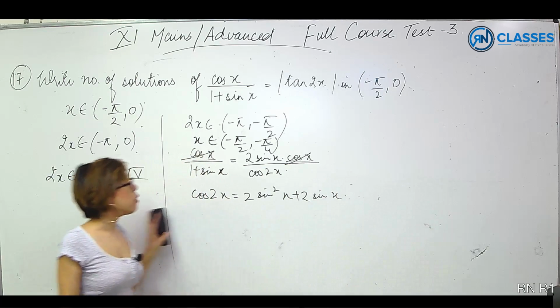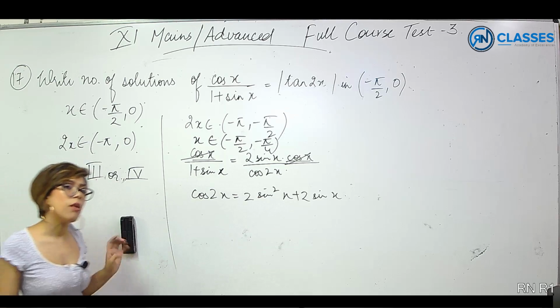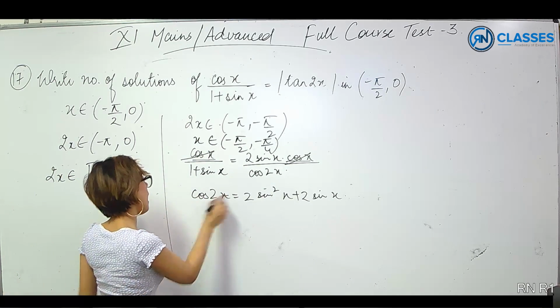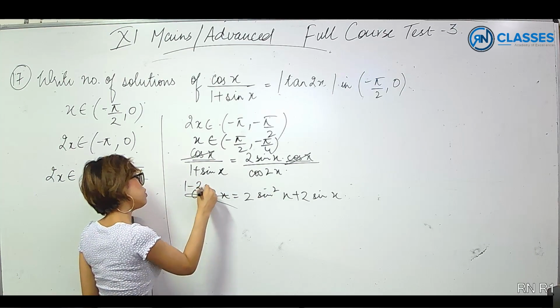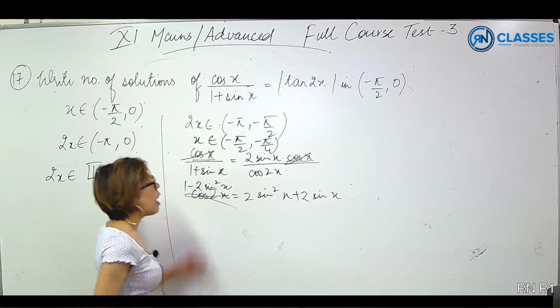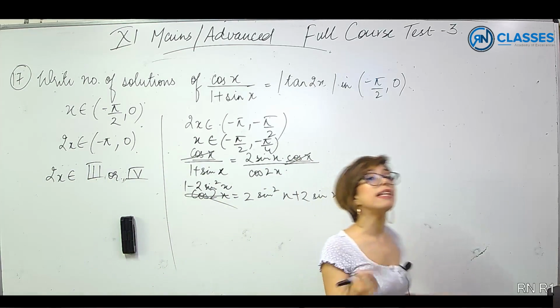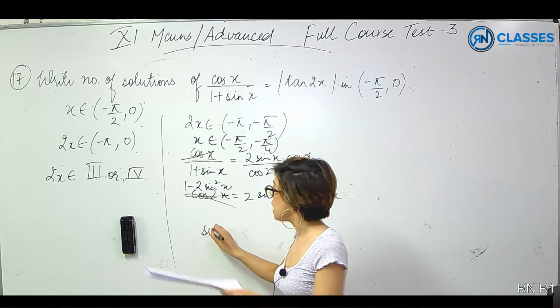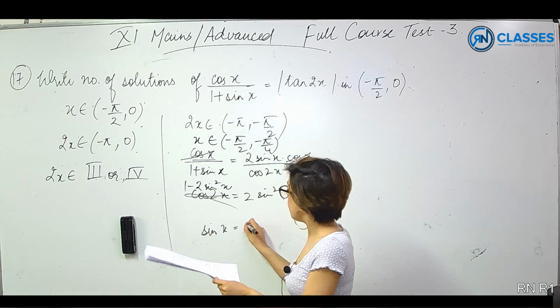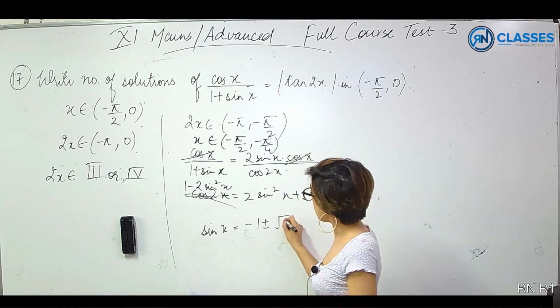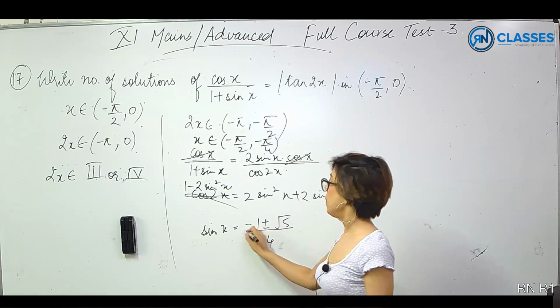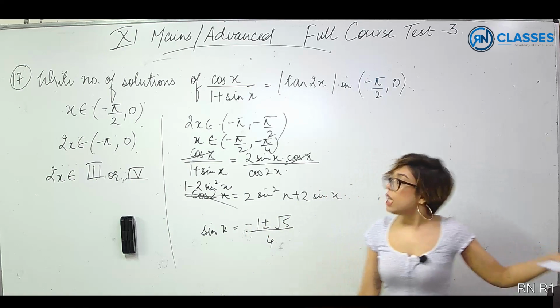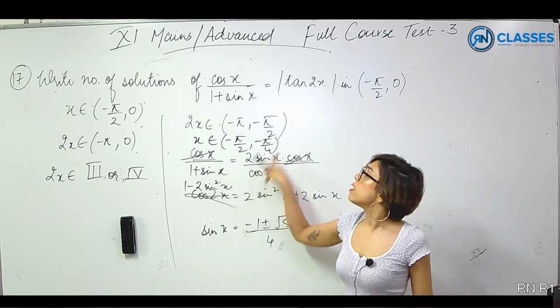Now, if I had the equation in a single trigonometric function, I could have solved it. So obviously, I'll write cos 2x as 1 minus 2 sin square x. Now, this will be nothing but a quadratic in sin x, which I will solve using the quadratic formula. So sin x actually turns out to be (minus 1 plus minus root 5) by 4. That's not an angle basically. But mind it, x belongs to this interval.